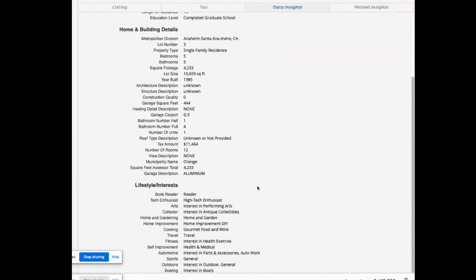And now we go into lifestyle or interests. And for this particular person, we're understanding that they're a book reader, tech enthusiast. They have interest in performing arts, home and gardening, traveling. They have interest in fitness, and they don't have any specific information about sports, but sometimes they'll let you know if they have sports. But this one they can tell also that they have a boat.